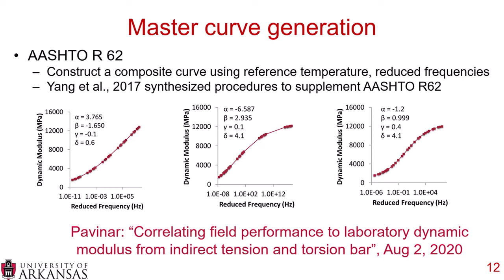And if you want to hear more about this, there's actually a Pavinar that we recorded on it, and the Pavinar is titled Correlating Field Performance to Lab Dynamic Modulus from Indirect Tension and Torsion Bar, which was released on August 2nd, 2020. And that goes into all the details about this procedure. But the point is that we're using a revised procedure in order to get those isotherms overlapped.